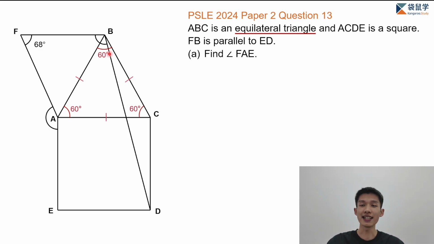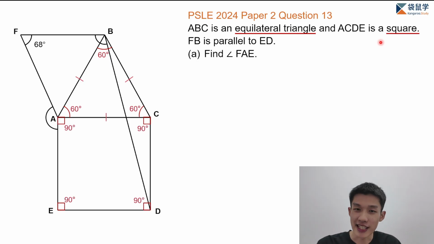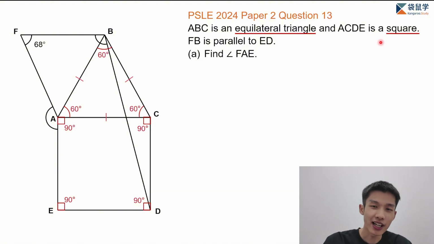And moving on, ACDE is a square. So for a square, what should we label? Very good. First of all, 90 degrees. And what's the second one? All sides are equal. So how many lines do I need to label for the sides, 1 or 2? Just 1, because AC is already labeled as 1. So we label the rest as just 1 line.